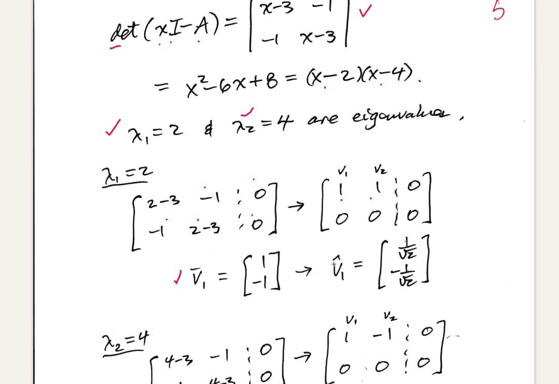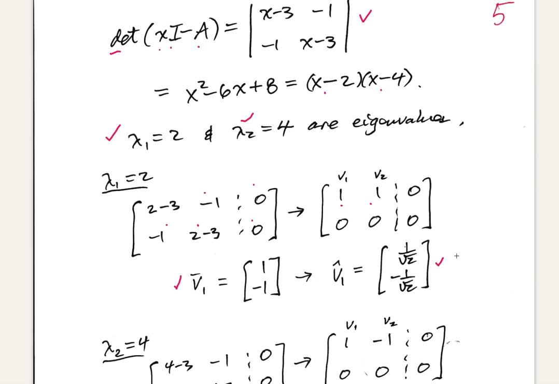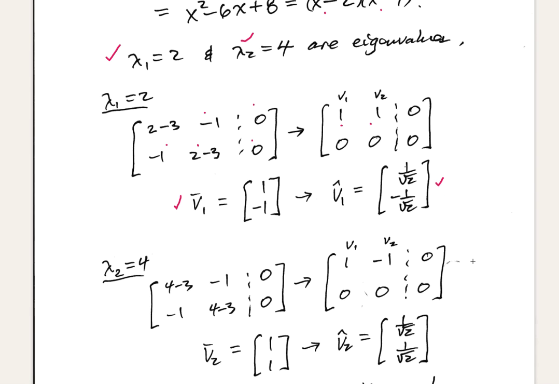Now I put the little hat on there. That indicates that it's a unit vector. So what I did was take this vector and divide it by its own magnitude. We're going to need that to form our P above. All right, let's look at lambda 2 equals 4.